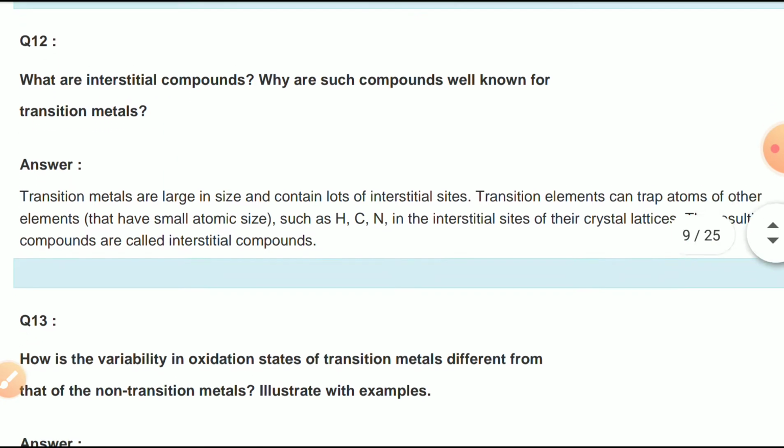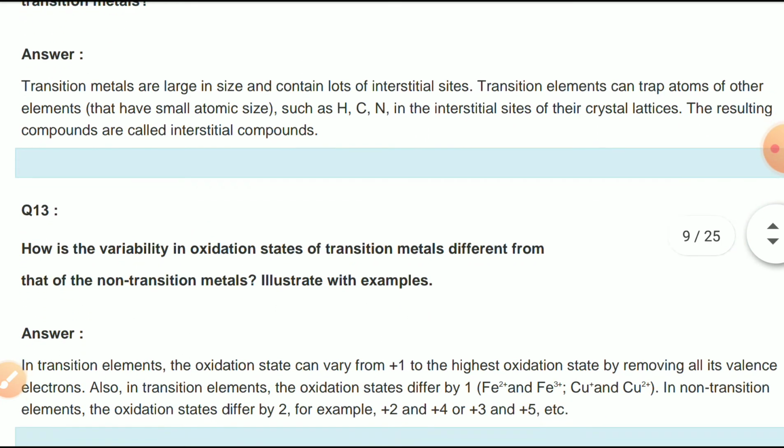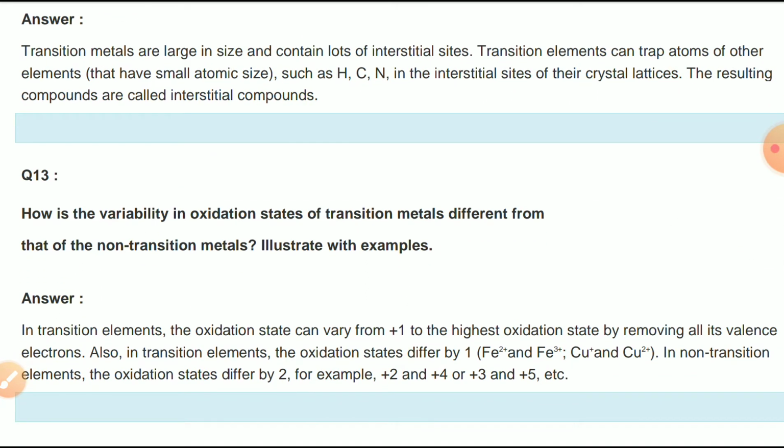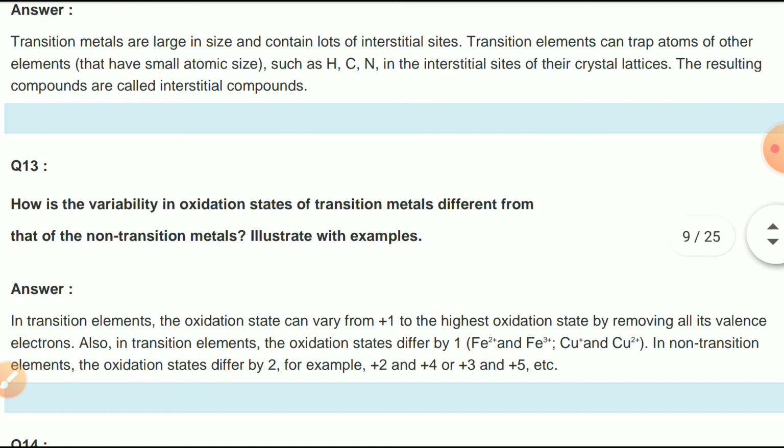Then question number 12. What are interstitial compounds? Why are such compounds well known for transition metals? Answer. Transition metals are larger in size and contain lots of interstitial sites. The transition metals can trap atoms of other elements like hydrogen, carbon, nitrogen in the interstitial sites of their crystal lattice. The resulting compounds are called interstitial compounds.